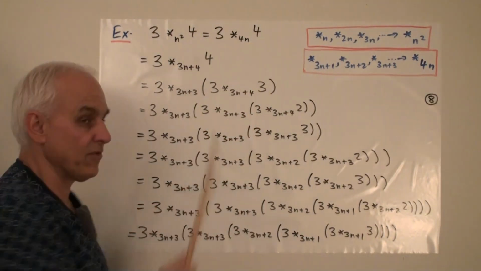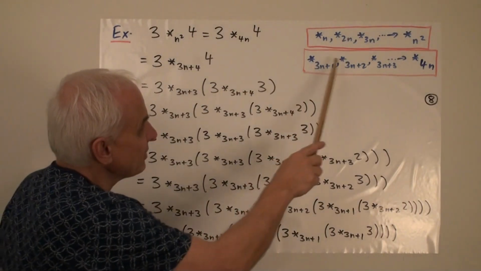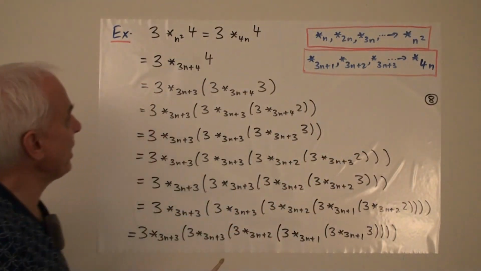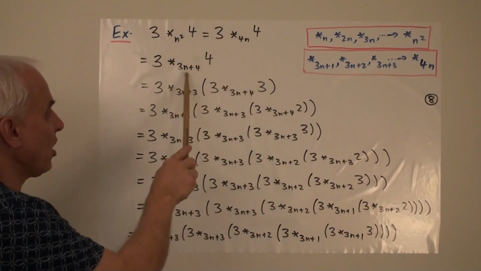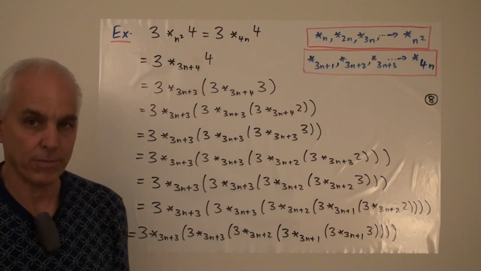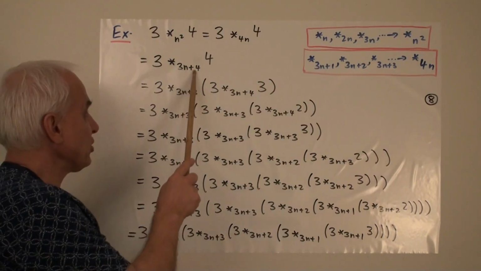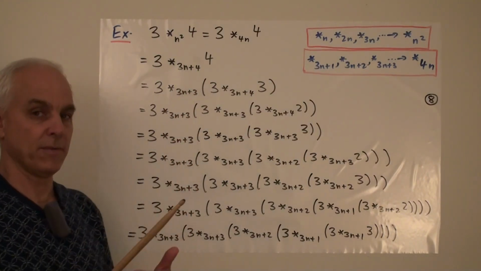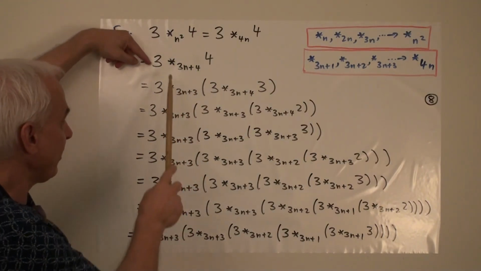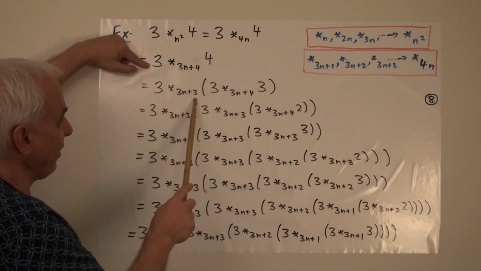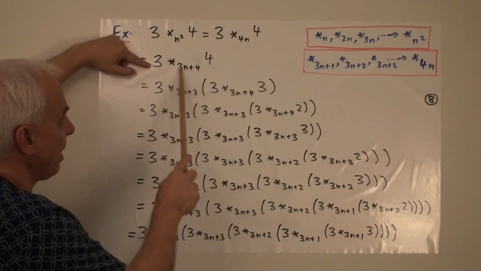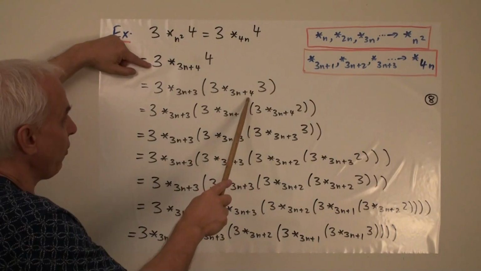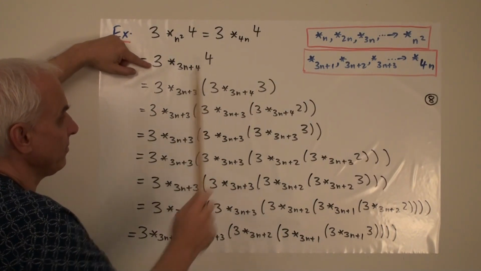4, because this entry is 4. So we have to look here and see which one's the fourth operation, and it is 3n plus 4. So this unravels to 3 star 3n plus 4 times 4. Now this is a successor. It's the successor of 3n plus 3. So the successor rule is that this thing here will be 3 star 3n plus 3, and then times the same operator, 3 star 3n plus 4, but with one less, with a 3 there.